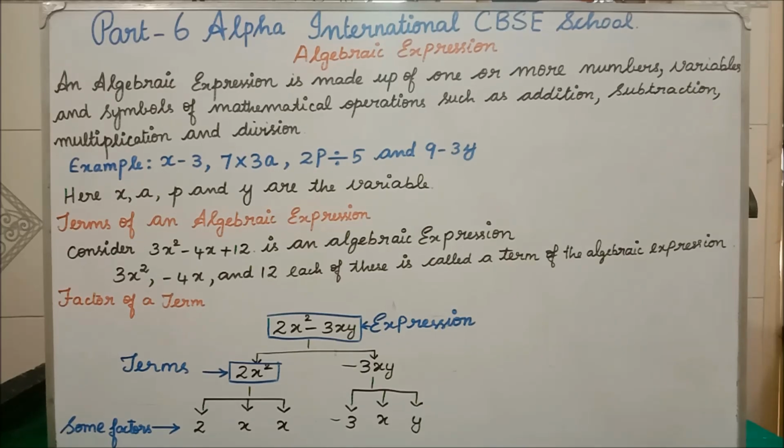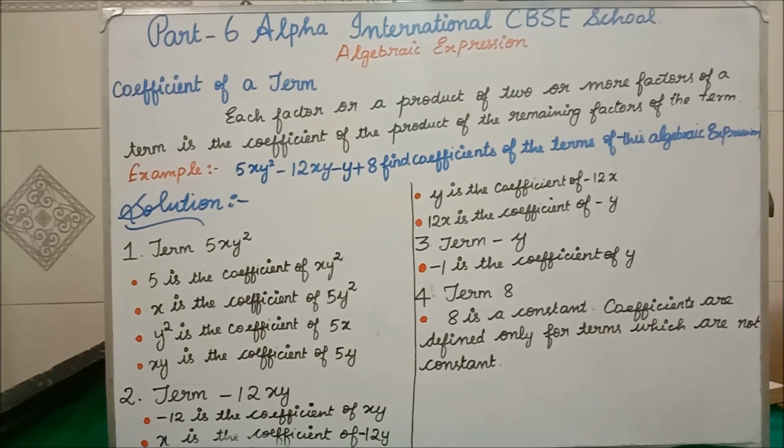Now next we will see about the coefficient of a term. What is a coefficient? First we will see that. Each factor or product of 2 or more factors of a term is the coefficient of the product of the remaining factors of the term. Okay, I will explain an example so that you will be clear about the definition.